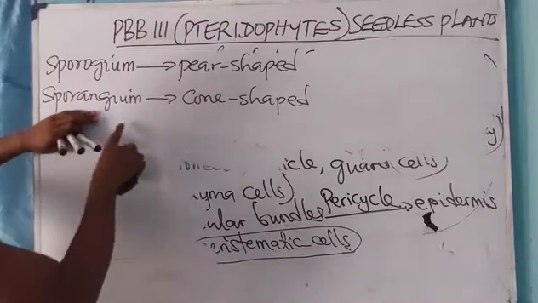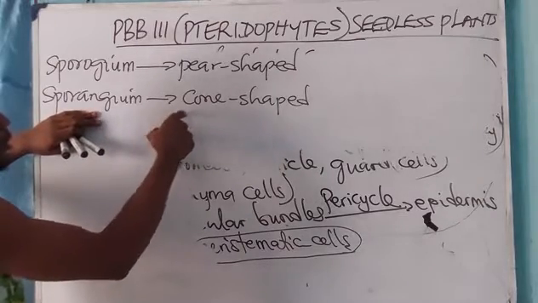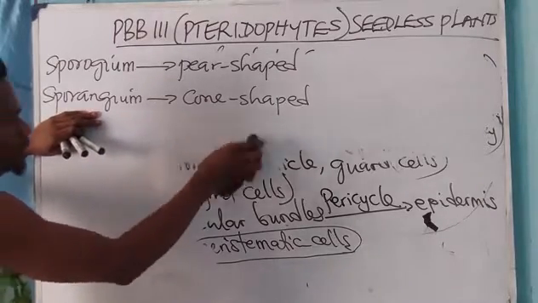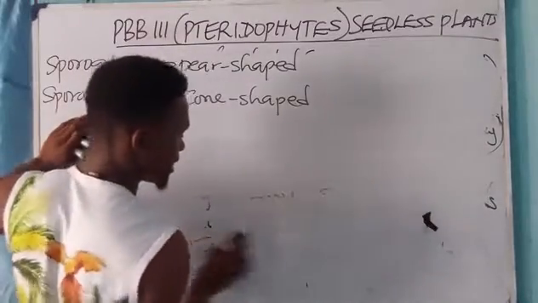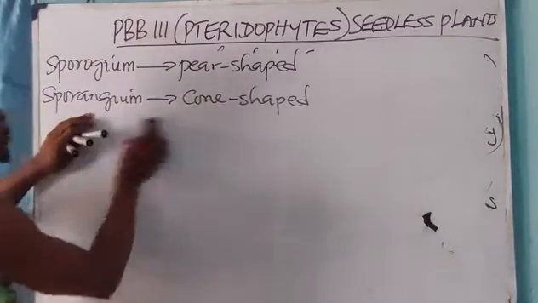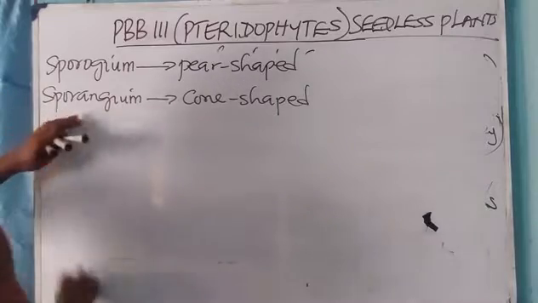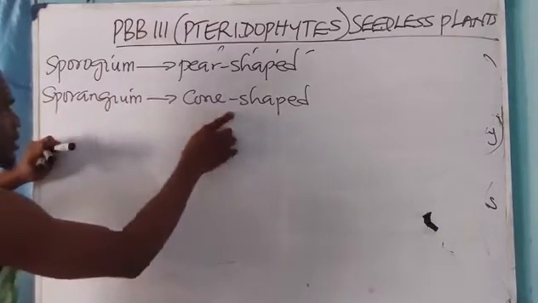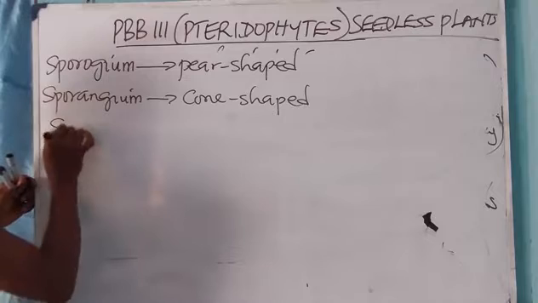Now, this sporangium, which is cone-shaped, is found in the leaf. This sporangium is found in the leaf. This leaf is called what? A sporophyll.